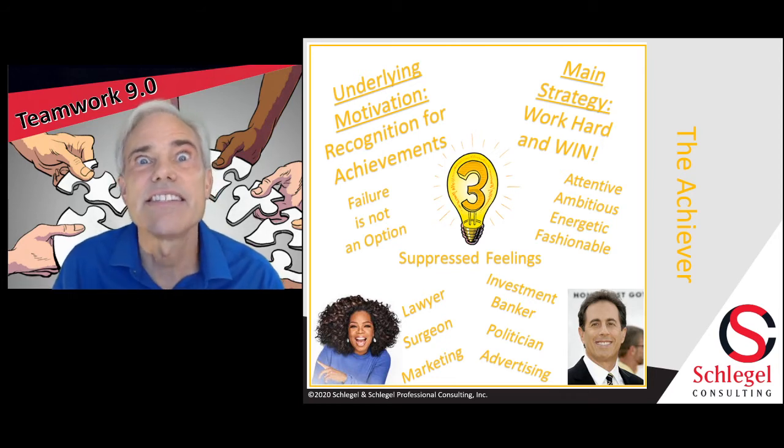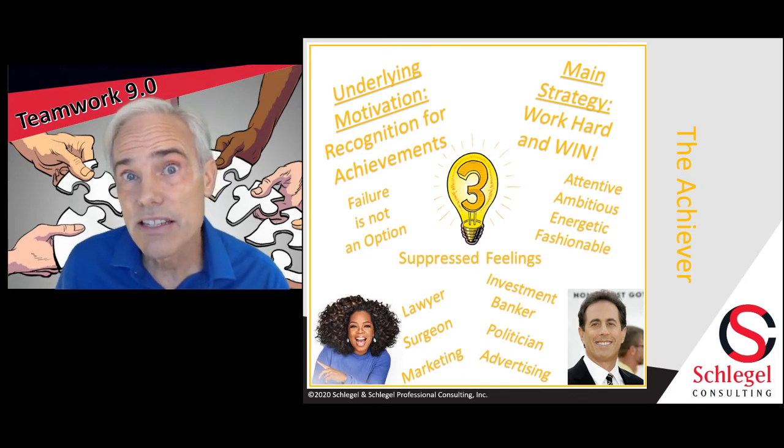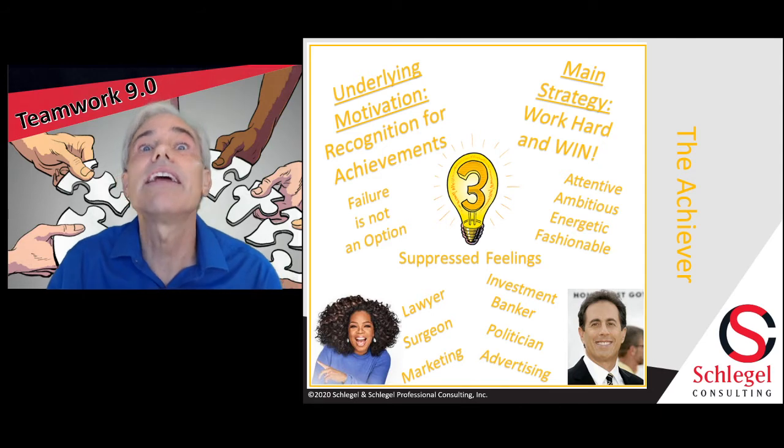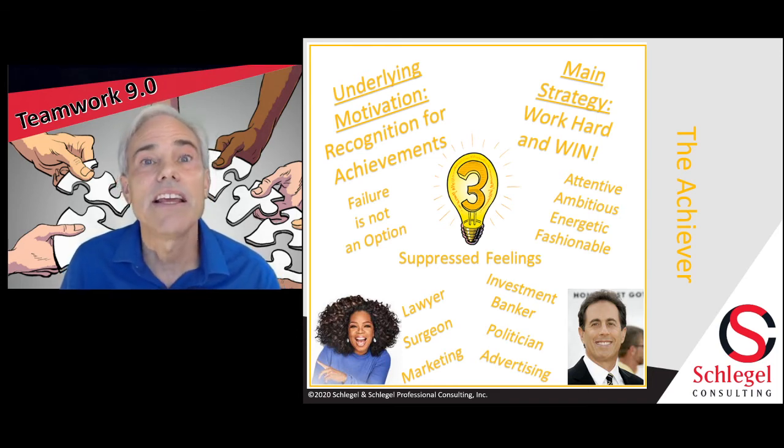They must succeed. So they're drawn to roles where they can very easily measure their success and then also show other people, demonstrate that success to others. And they're doing that so they can get that recognition for being successful. And that's why they're called the achiever. And I think the tremendously successful Oprah Winfrey and Jerry Seinfeld both exemplify that type 3 dynamic.